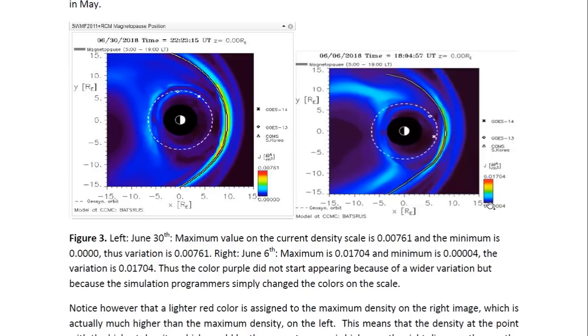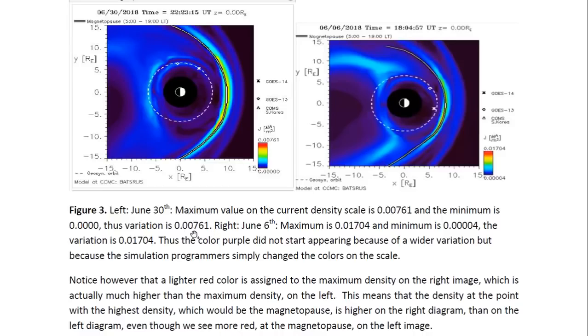It means that they introduced a new color for minimums. But then if we look at the red, which is the maximum densities, we see that the highest density here is 0.00761, and the highest here is 0.01704. So this 0.00761, which is the maximum value here, is much lower than this value here. You can see I have 2 zeros there and only 1 zero here after the decimal point. So this is a much higher value than that one. And so we have a much lower variation in this image.